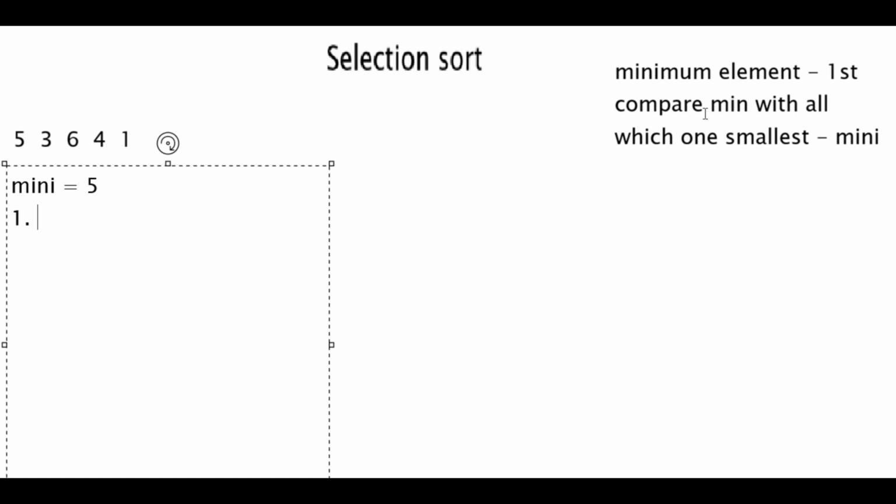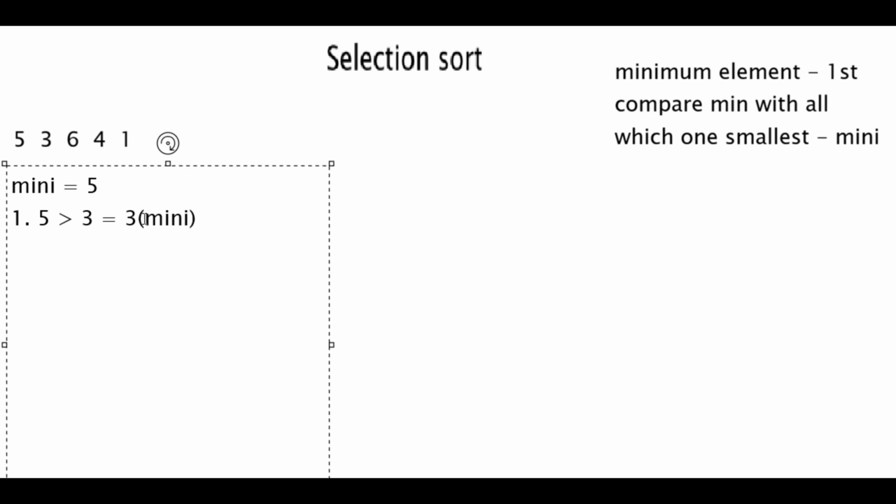After that we are going to compare it with the others. In the first stage we are going to compare 5 with all the elements. 5 will be compared with 3, 6, 4 and 1. First, 5 will be compared with 3. Which one is the smallest one? Already you know, right? 3 is the smallest one, because 3 is lesser than 5, so it will be considered as mini now. Hope you guys understand, right?